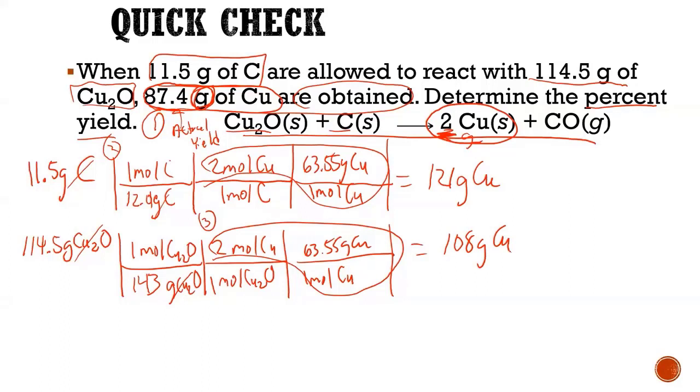So which one is the theoretical yield? It would be the copper 1 oxide. The copper 1 oxide is not the theoretical yield, it's the limiting reactant. But yes, sorry. The copper 1 oxide is the limiting reactant. So what is the theoretical yield? 108 grams of copper.